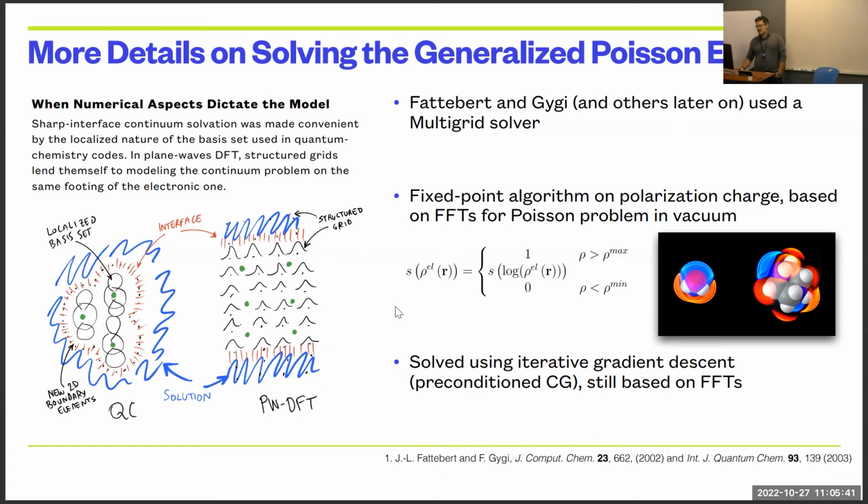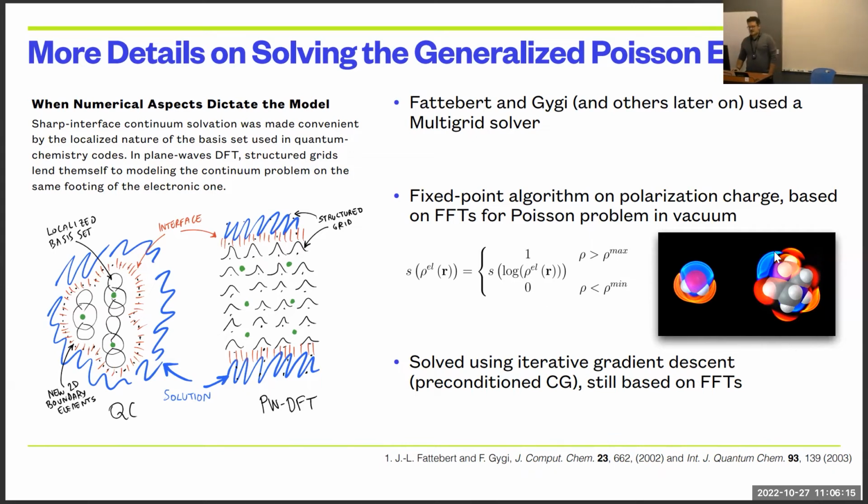And in doing that, I realized a better way of defining the interface function as a function of the electronic density. I don't want to go too much into the details. If you have more questions about this, I'm happy to answer them. And then later on, we realized that we can use something a bit better, which is basically a preconditioned conjugate gradient algorithm, where each step is still based on FFTs for solving the Poisson problem in vacuum.